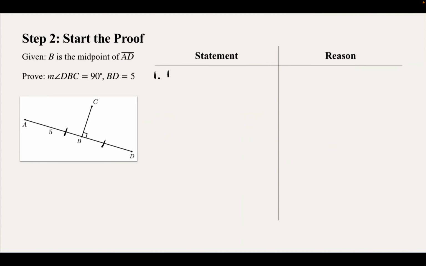So I'm going to say number 1, and I'm going to write those down the way they are. B is the midpoint of AD. We also know that angle DBC is a right angle, because I've got that little box right there, so that tells me right angle. And I know that AB is 5.